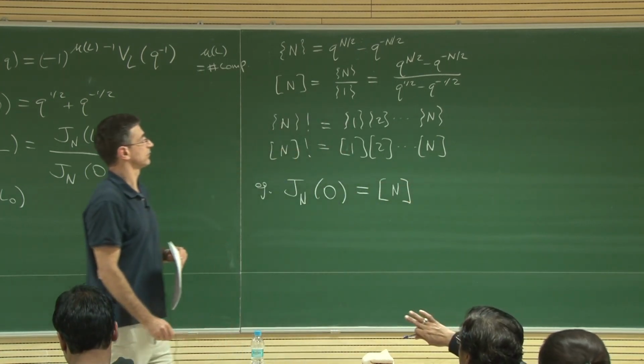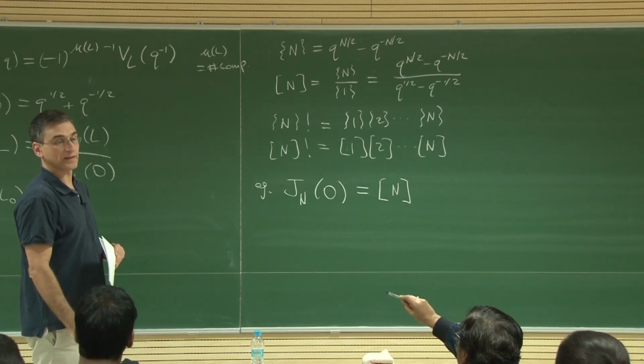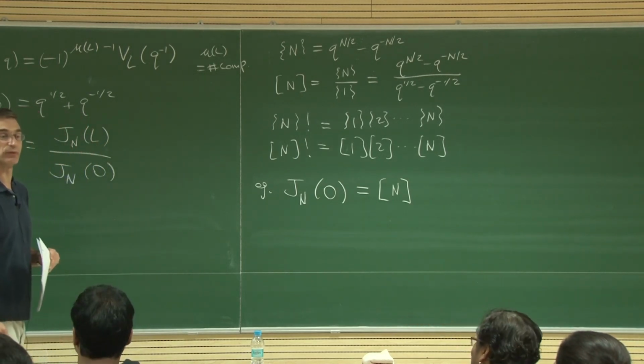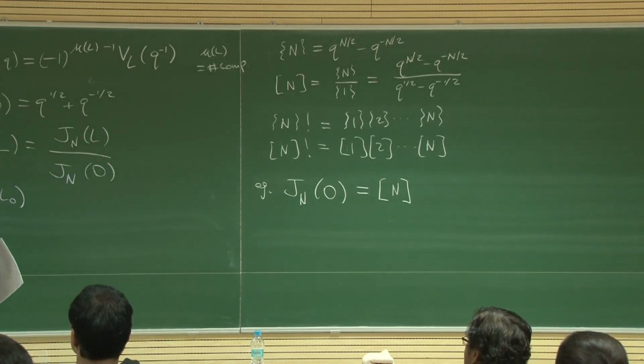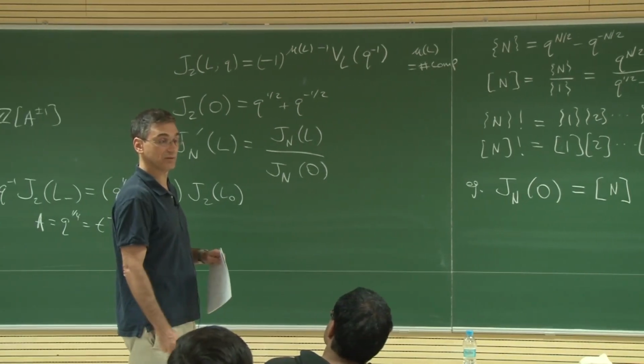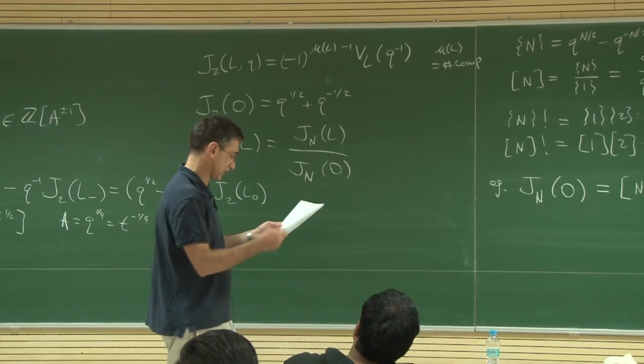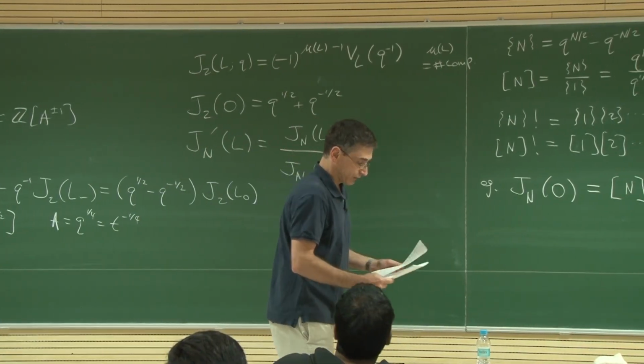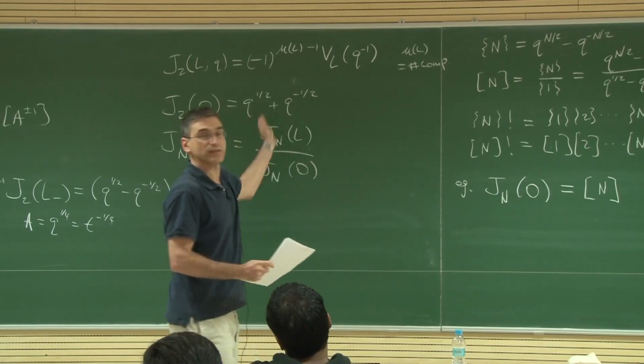So we haven't yet defined J_n. I'm giving some notation before giving the definition. Yeah, so I'm going to give a definition today, and then I'm going to give a different definition next time. Two different definitions, which are the same. Okay. So this is all notation.